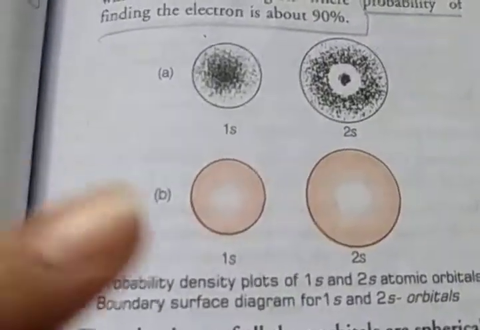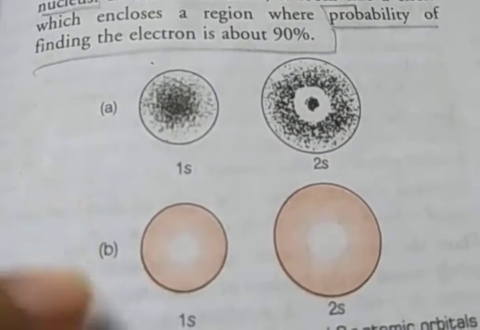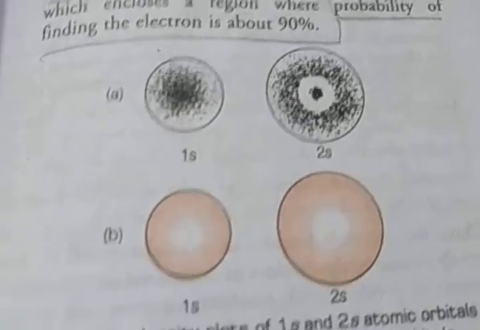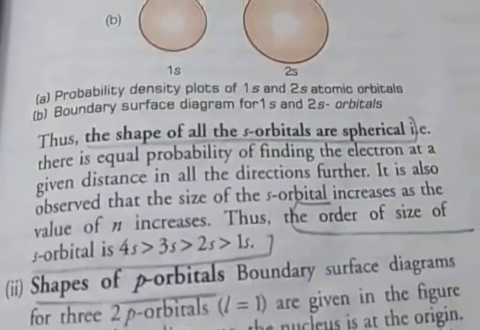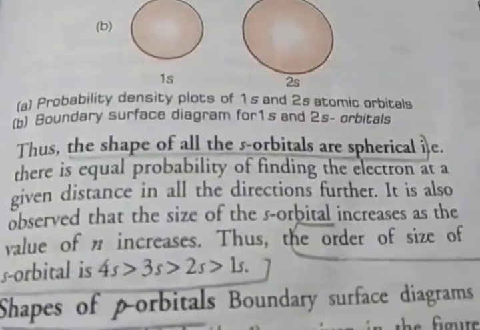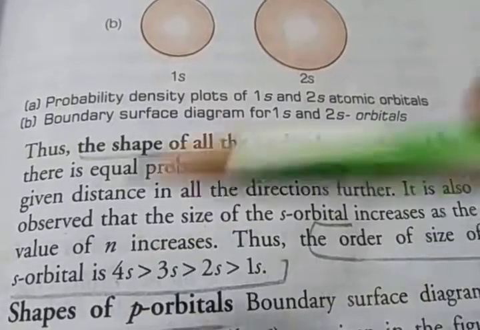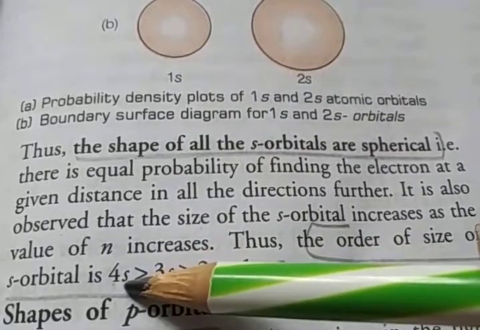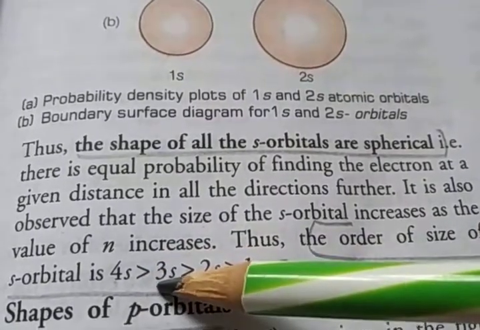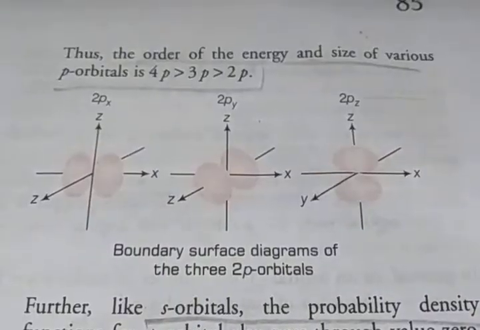It is also observed that the size of the s orbital increases as the value of the principal quantum number n increases. So as n, the number of the shell, increases, its size also increases. The order of the size of the s orbital is 4s greater than 3s greater than 2s greater than 1s. Then next is the boundary surface diagram of the p orbital.